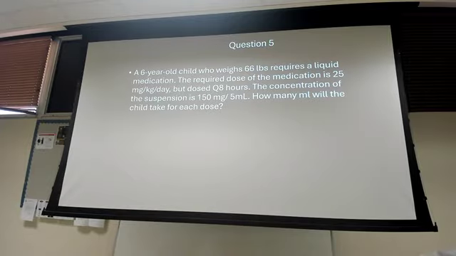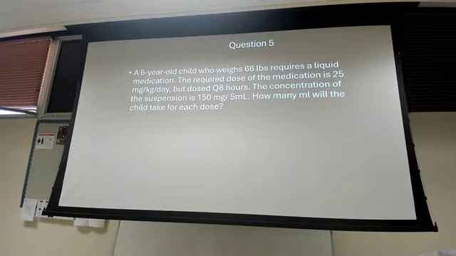So for this one, we have a 6-year-old child who weighs 66 pounds and requires medication. The required dose of medication is 25 milligrams per kilogram per day, but dosed every 8 hours. The concentration of the suspension is 150 milligrams per 5 milliliters. How many milliliters will the child take for each dose?